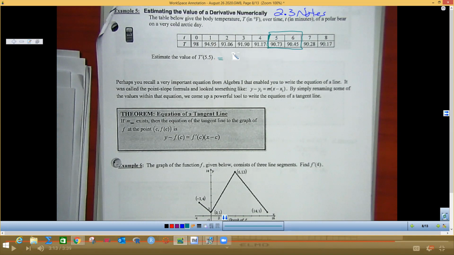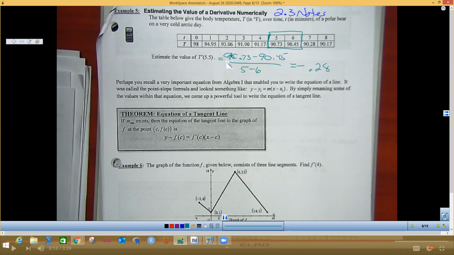So I'm going to do my change in y. 90.73 minus 90.45 all over 5 minus 6. So when we calculate that out, that becomes negative 0.28. Now that is the answer.